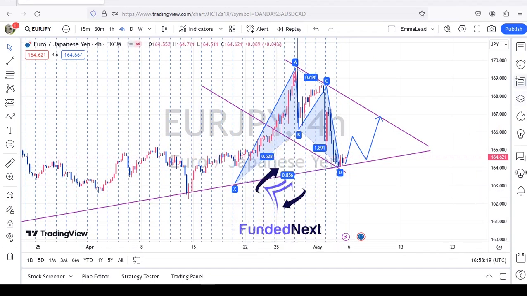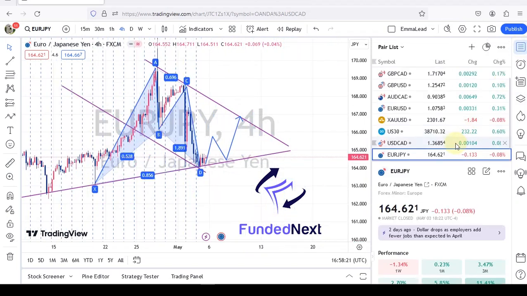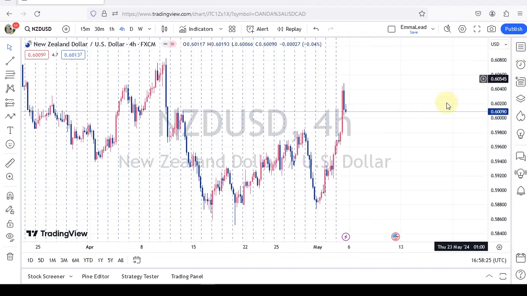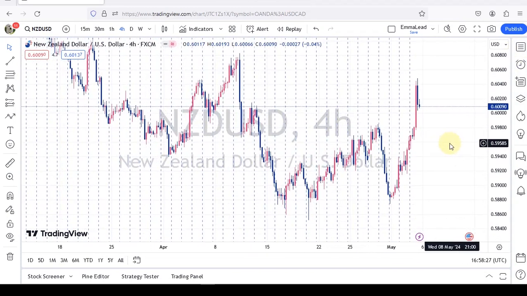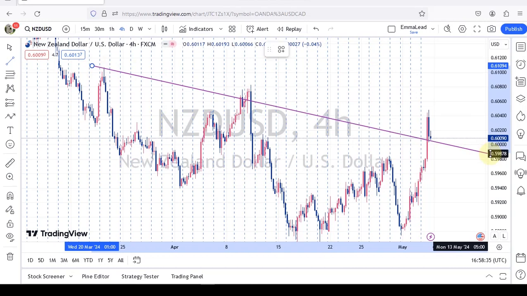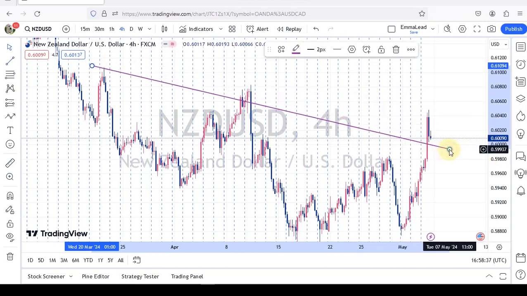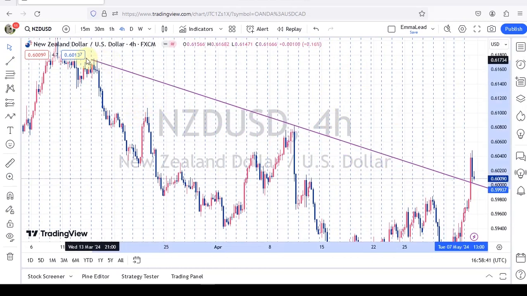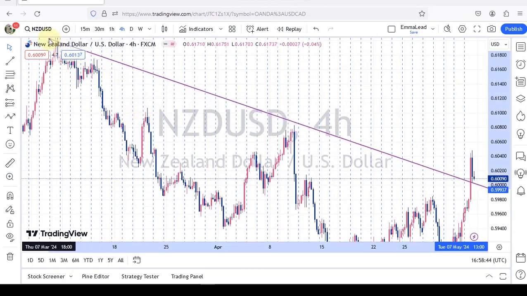So let's quickly jump to the last one, which is NZD/USD. Okay, so this is NZD/USD. As you can see, this is a kind of downtrending. Okay, the market is still downtrending. Okay, I'm coming. All right. So this is where we are working.